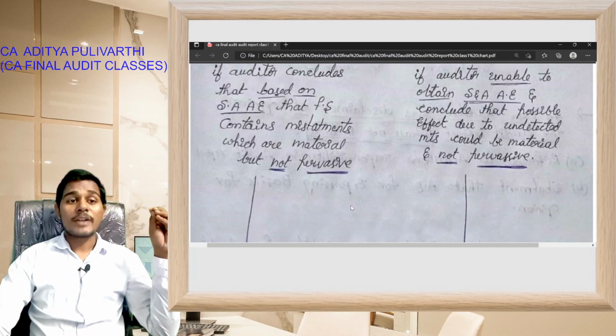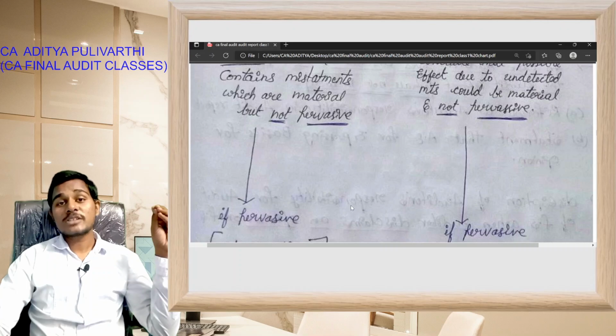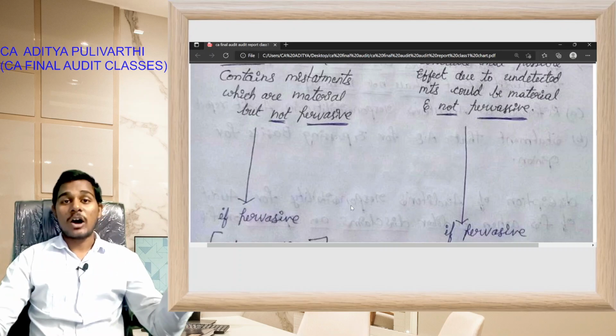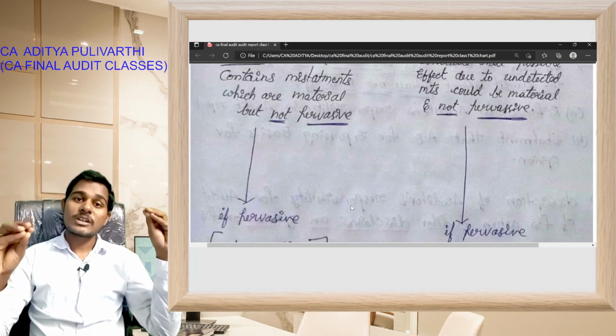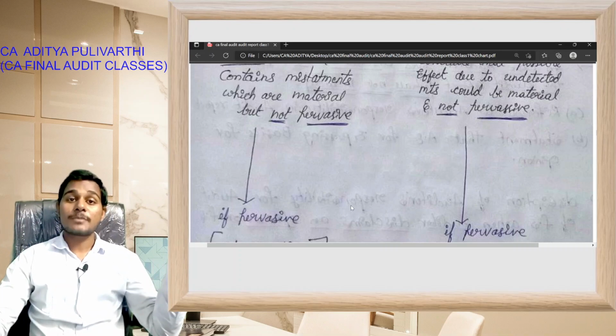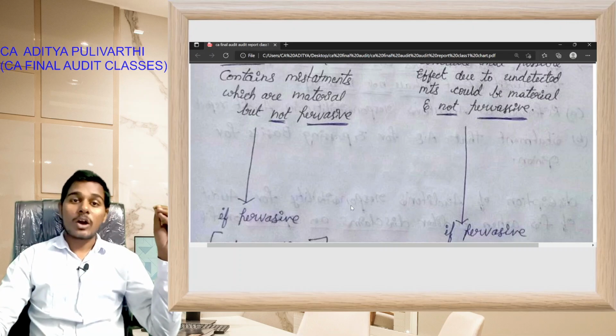But if the auditor concludes based on sufficient and appropriate audit evidence that the financial statements are materially misstated and the misstatements are pervasive, that is, when the auditor is able to obtain sufficient and appropriate audit evidence, then the auditor will issue an adverse opinion.